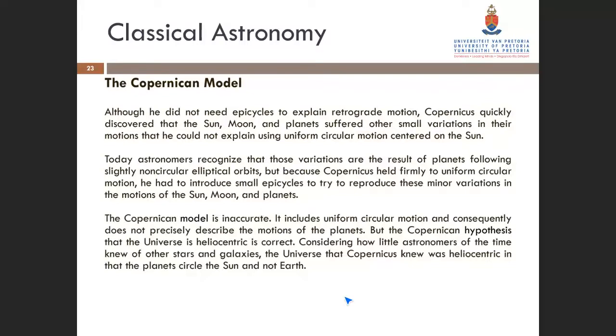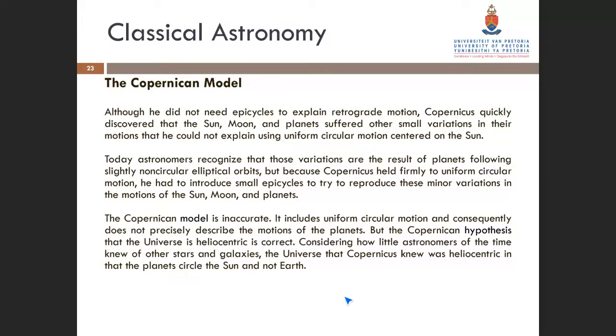Although he did not need epicycles to explain retrograde motion, Copernicus quickly discovered that the sun, moon, and planets suffered other small variations in their motions that he could not explain using uniform circular motion centered on the sun. Today's astronomers recognize that those variations are the result of planets following slightly non-circular elliptical orbits. But because Copernicus held firmly to uniform circular motion, he had to introduce small epicycles to try to reproduce those minor variations in the motions of the sun, moon, and planets.